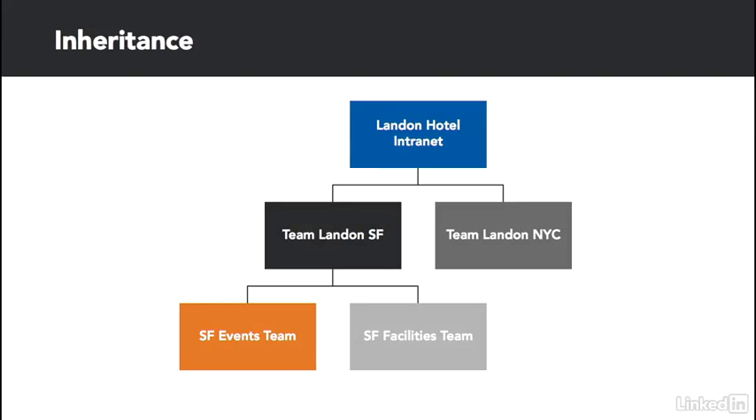To be clear, inheritance is only from the site above. So a subsite can inherit from its parent site, but a subsite cannot inherit from its grandparent, for example. There's no way, for example, for the San Francisco events team site permissions to be inherited from the Land and Hotel Intranet site unless Team Land and SF inherited those permissions as well. I can only inherit permissions from my parent site.